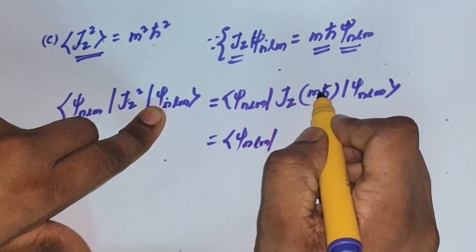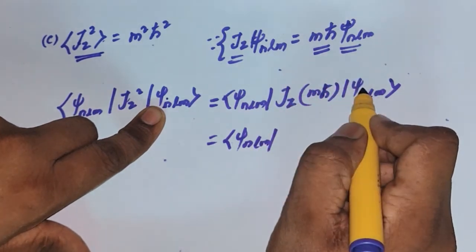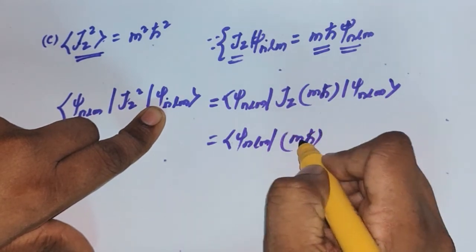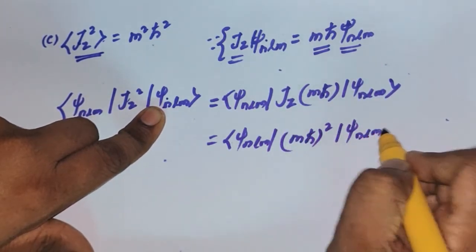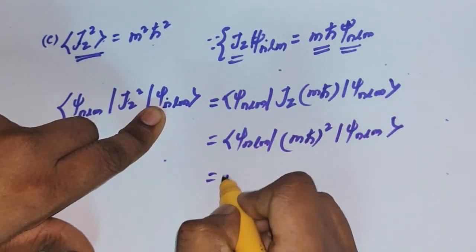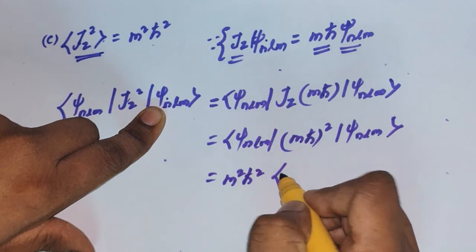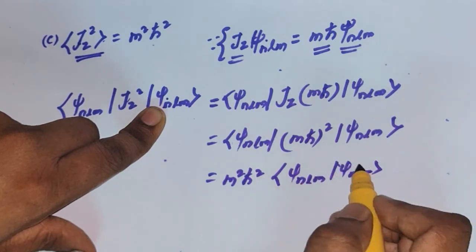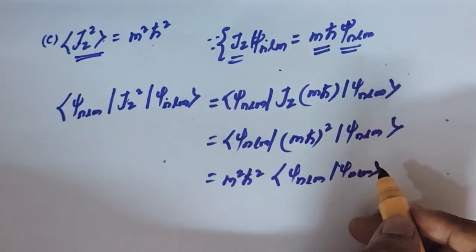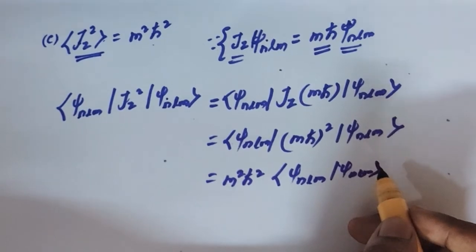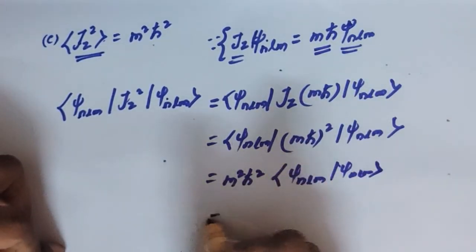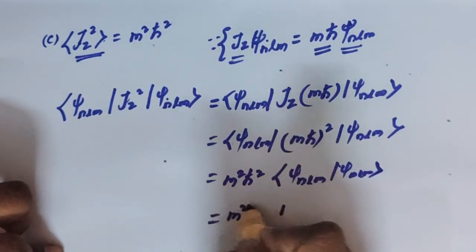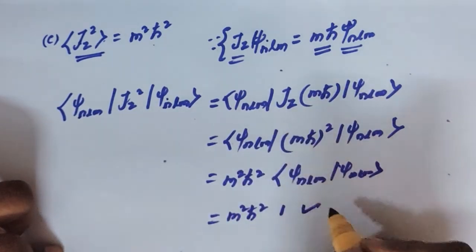Since this is an eigenvalue, you can take it out. Operating again, it gives the same m h cut again, so we get m h cut whole square psi nlm. Take m square h cut square outside, with psi nlm on the left-hand side and psi nlm on the right-hand side. If it is a normalized wave function, the inner product is equal to 1 if it is an orthonormal wave function. That eigenvalue is m square h cut square, so this answer is also right.